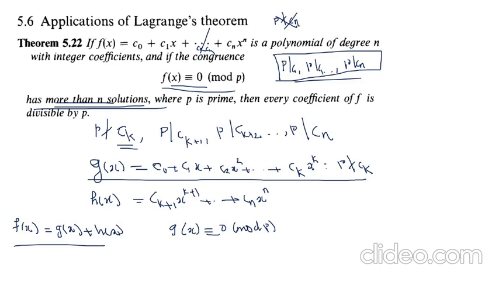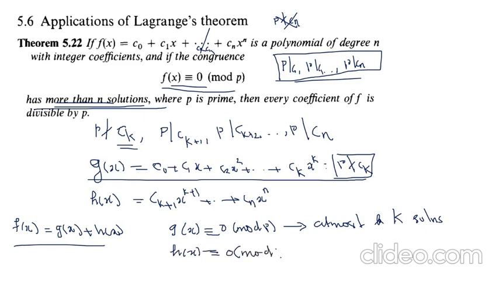plus ck x power k, with p not dividing the leading coefficient ck. Then this congruence has at most k solutions. Therefore, this congruence has at most k distinct incongruent solutions. Now consider the congruence h of x congruent to 0 modulo p.